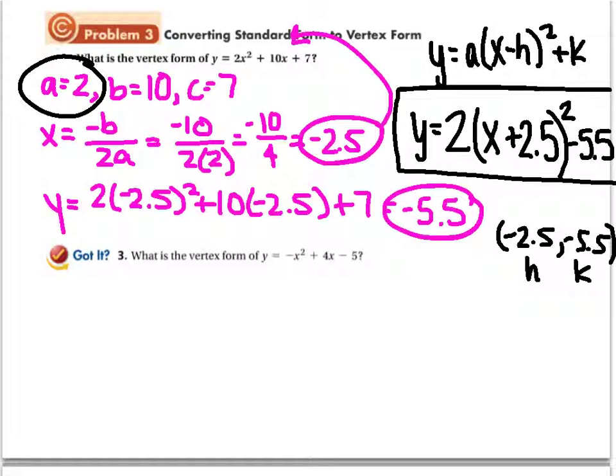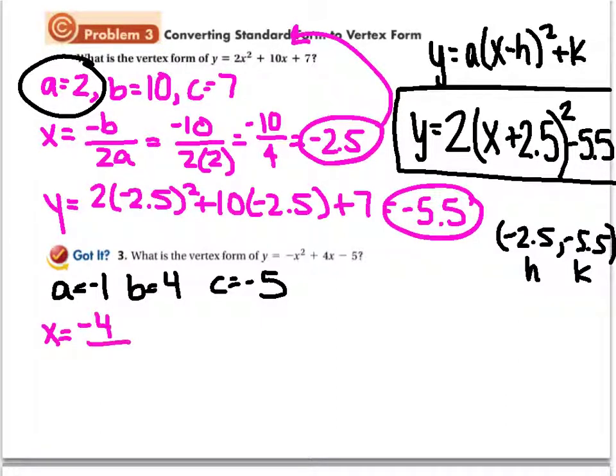Okay, let's try the got it question. Identify A, B, and C for me. Someone raise your hand. Rachel. -1, Good. 4, and Good. Now we need to find the x value of the vertex. X equals the opposite of B over 2A.